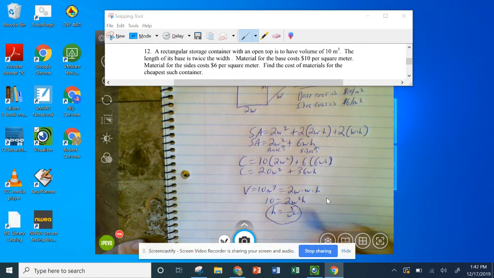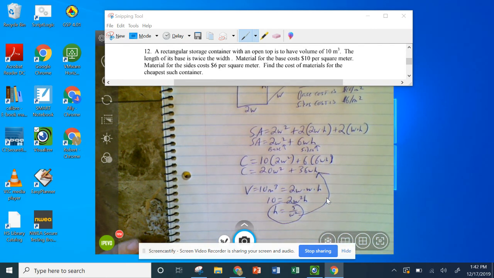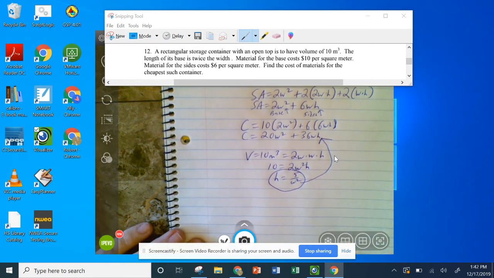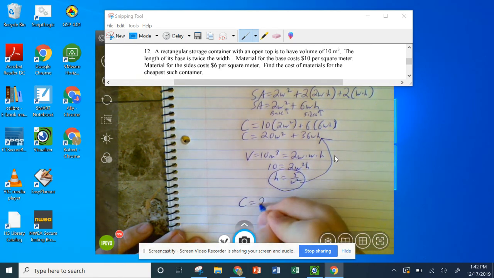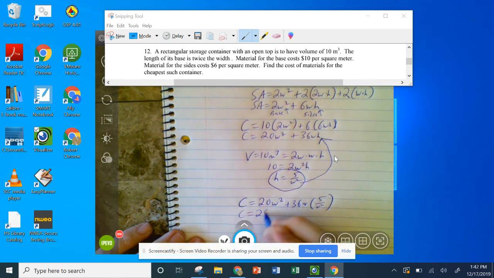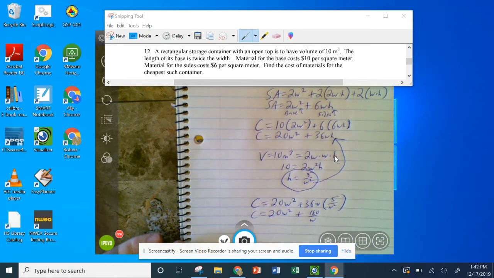I can take that h and plug it into my cost formula, and then my cost formula is going to be in terms of w only. So the cost is going to be 20w squared plus 36w times 5 over w squared. Clean that up one more time, and I think we're almost home free. 36 times 5, that's 180 over w. And I think we're ready to differentiate and find the critical values.